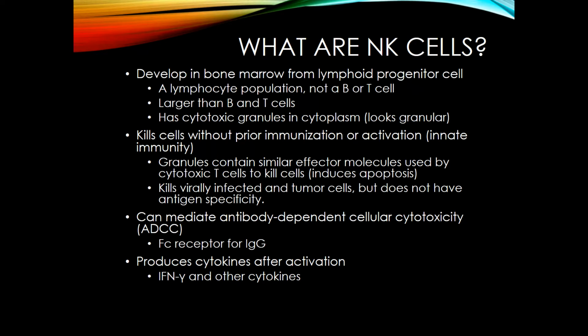So what are NK cells? Now, NK cells are actually a lymphocyte. They develop in the bone marrow from lymphoid progenitor cells. It is not a B cell, nor is it a T cell. And in fact, they used to be called large granular lymphocytes because they had a bigger size and had lots of granules in the cytoplasm. So they're larger than B cells and T cells. They're cytotoxic. And so when you look at them under a microscope, they're large and granular.